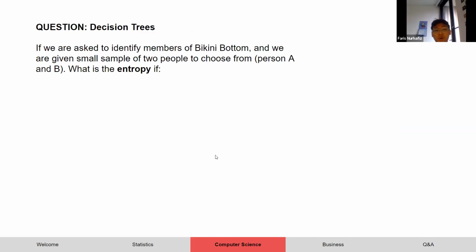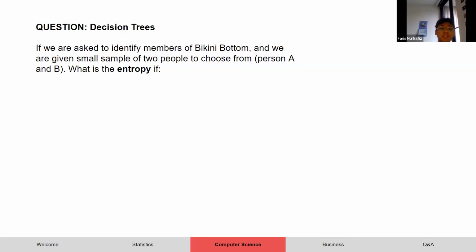Next, let's take a look at questions relating to decision trees. We know that entropy is one of the most important things that constructs information gain for us to construct decision trees. So let's understand a bit more about entropy. What if we are asked to identify members of Bikini Bottom, and we are given a small sample of 2 people to choose from? So person A and person B.